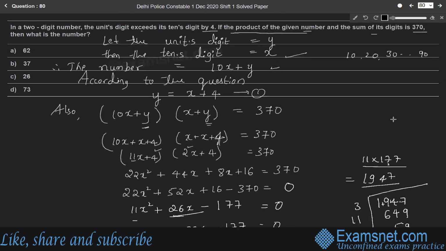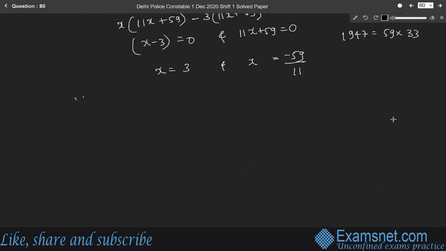The tens digit. Right? Therefore, the tens digit cannot be a negative number, so the tens digit is equal to 3, whereas the units digit exceeds the tens digit by 4, that is 7. Therefore, what is the number?